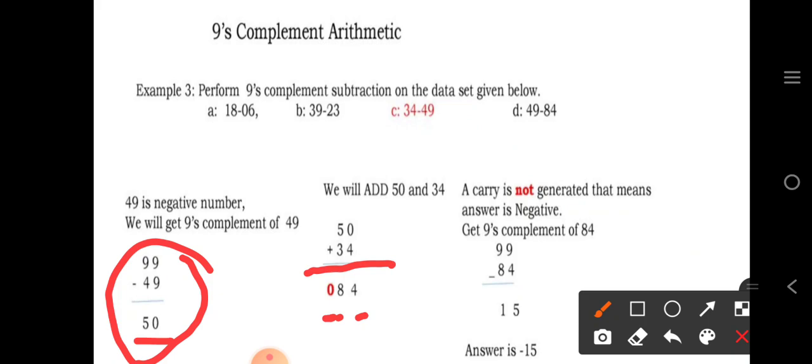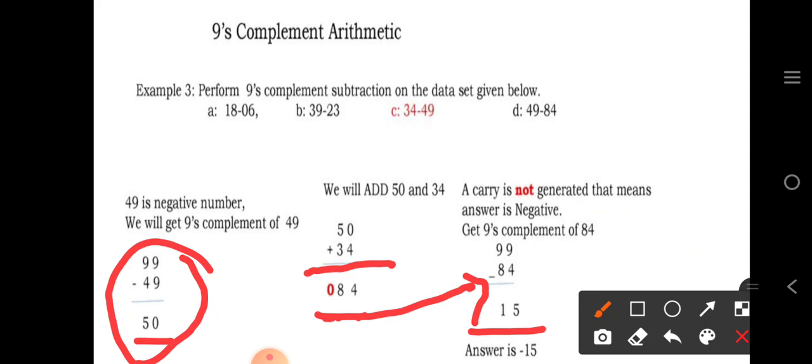Here carry is not generated, that means the answer is negative. So we will get the 9's complement of 84. The answer is negative, so we will get the 9's complement. To get the 9's complement, we will subtract the number 84 from 99. So 99 minus 84, the answer is 15, and as the answer is negative, we will write the negative sign to it.